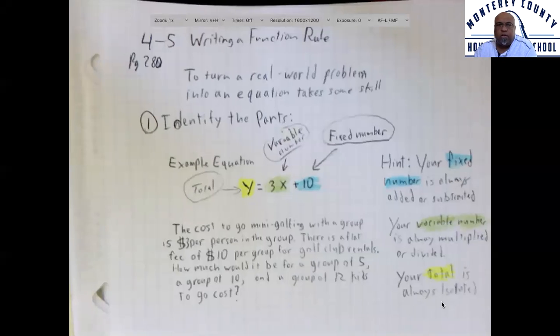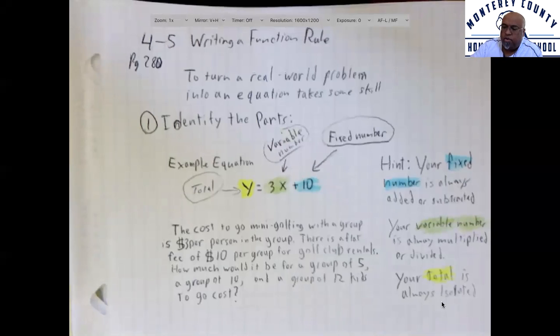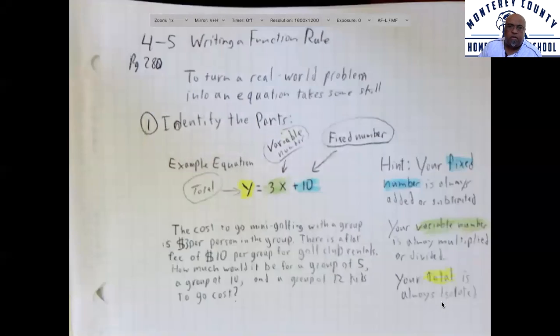All right. 4.5 is on page 280. If you have your book, you may want to look at that with this. Today's lesson is on writing a function rule. Okay. Now, as I had said in the previous lesson, the rule is basically what your equation is.